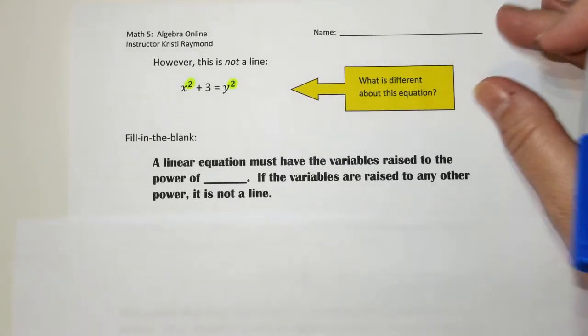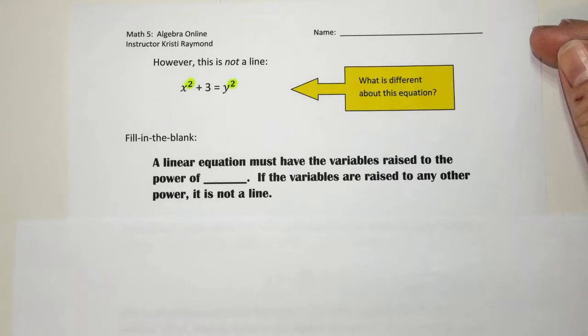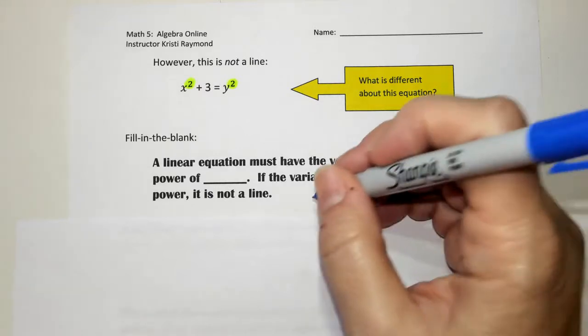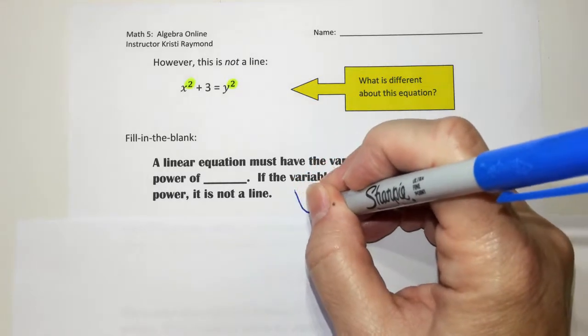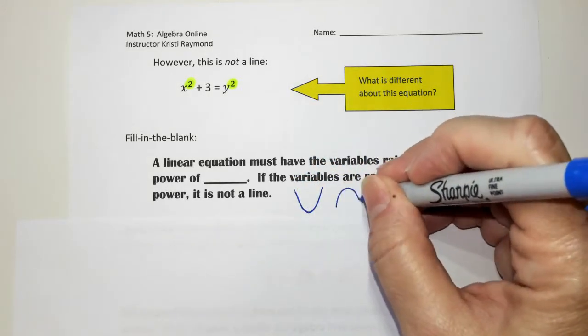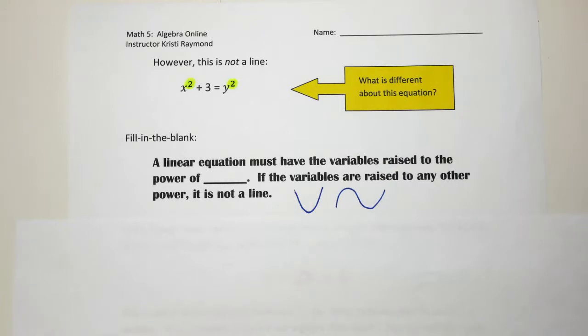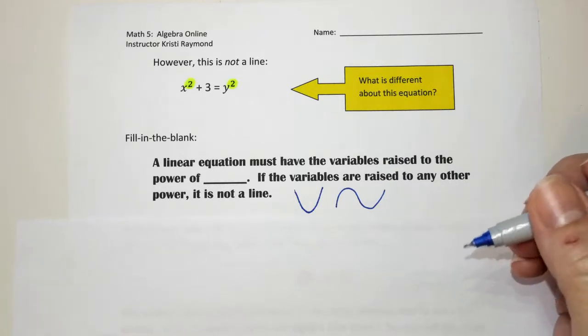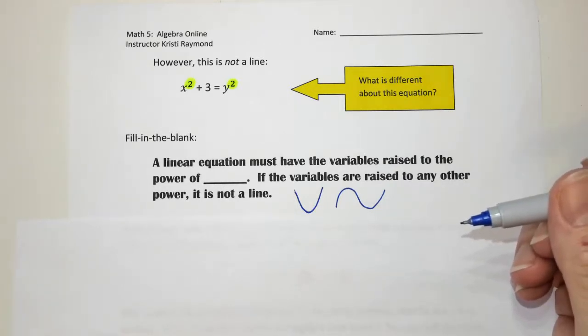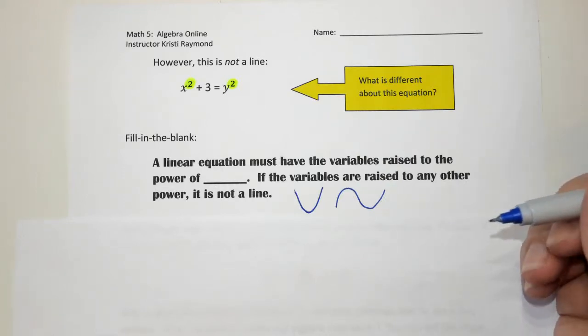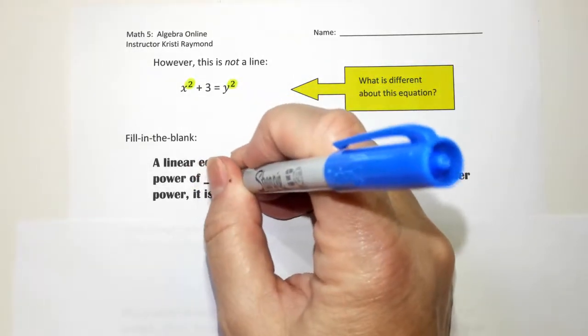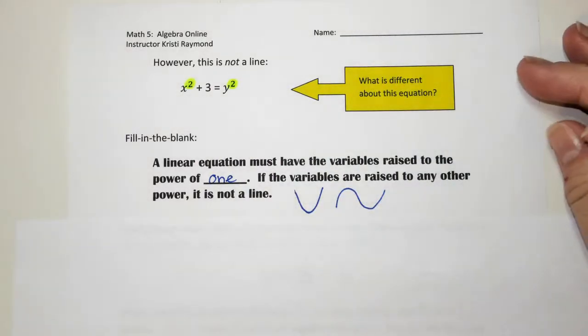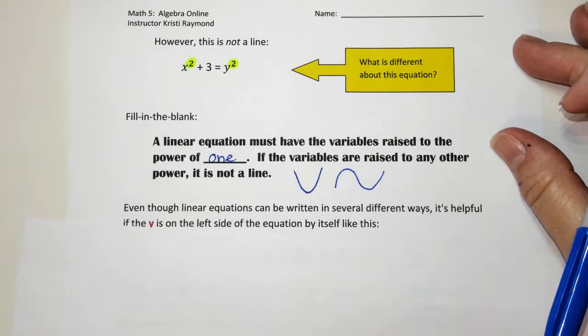So let's fill in the blank here. A linear equation must have the variables raised to the power of blank. If the variables are raised to any other power, it is not a line. So basically, it could be something that looks like this. It could be something that looks like this. There are a lot of different options that you can put onto a coordinate plane, but we're only talking about lines in this class. And to have a line, the variables must be raised to the power of 1. If the variables are raised to any other power, it is not a line.